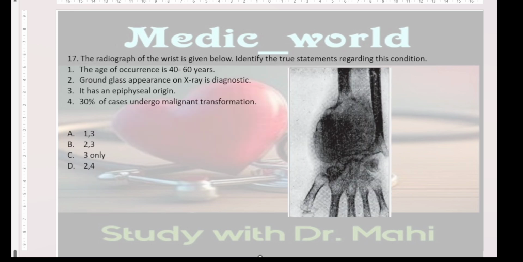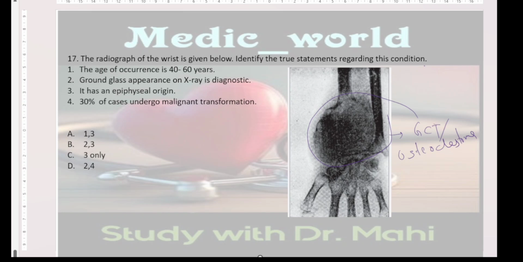The radiograph of the wrist is given below. Identify the true statement regarding this condition. Let's identify the condition first of all. This is the condition of GCT, that is giant cell tumor or osteoclastoma. So we have to identify the statements which are true regarding osteoclastoma or giant cell tumor. The first statement is the age of occurrence is 40 to 60 years of age. It is the wrong statement.